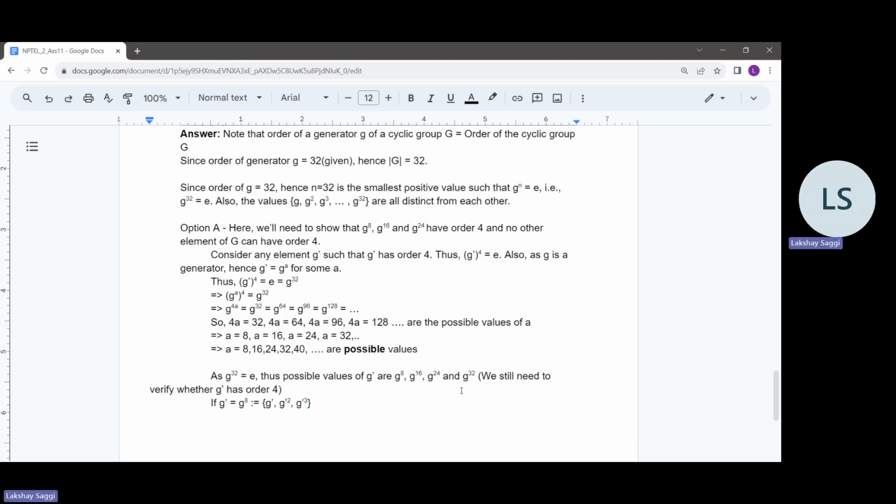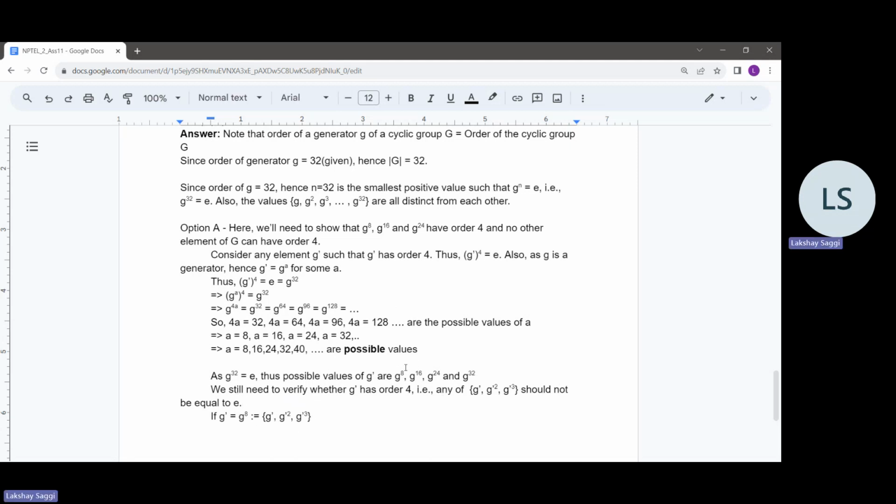So we still need to verify whether, maybe I should mention this here. We still need to verify whether g prime has order 4. And what does this mean? Well, this means that any of g prime square, g prime cube should not be equal to E, the identity of the group.